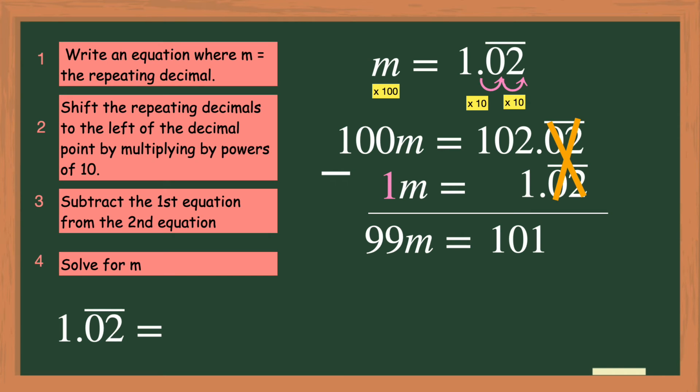Step number 4. Solve for m by dividing each side by 99. The 99s cancel each other out, leaving the fraction 101 over 99. And so 1.02 repeating, expressed as a fraction, is 101 over 99. Are you ready for your next challenge?